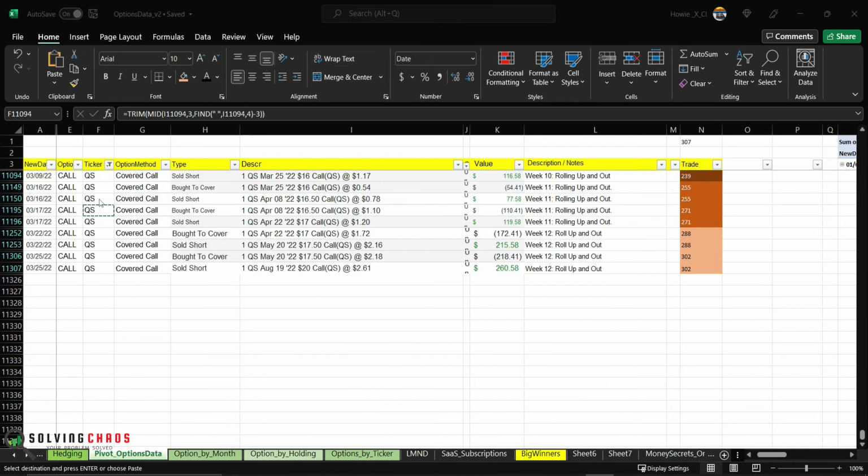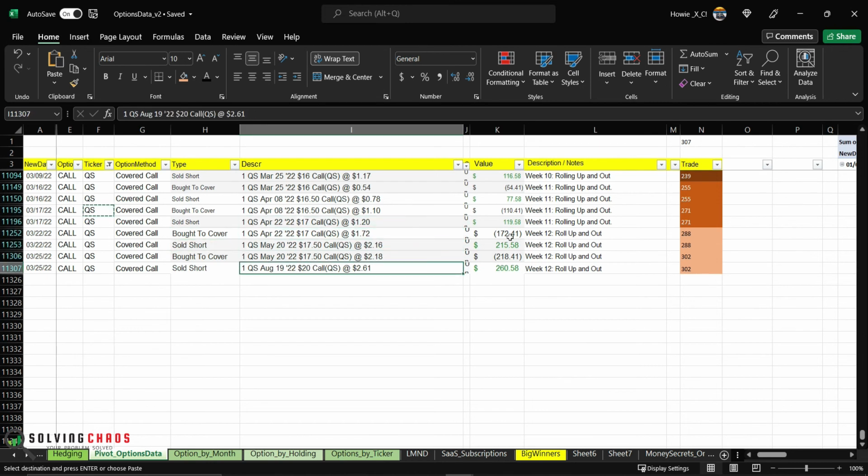Next, I put a filter on QS for QuantumScape. And let's just see what I did this week. You can see I actually rolled this up and out twice this week. And I think it's because it started to move again faster than I expected. So the first time I rolled it out, I collected $43. Then the next time I rolled it out, I collected $85. But I added a lot more time. So I went from doing weeklies, and then I had to move it out much further in time.